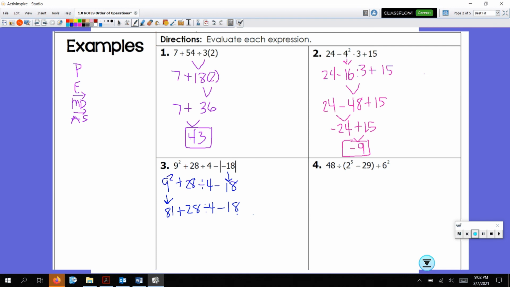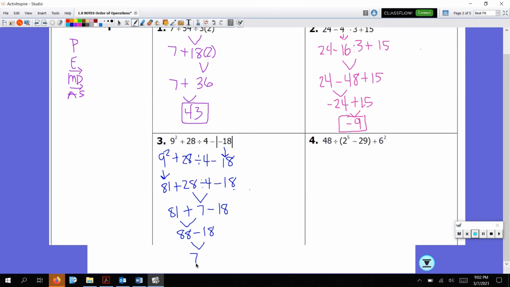Now, I look at my operations and I have addition, division, subtraction. So division comes first. 28 divided by 4 is 7. Bring everything else down. Now I simply have addition and subtraction. Just go left to right. 81 plus 7 is 88. Minus 18 gives me 70.